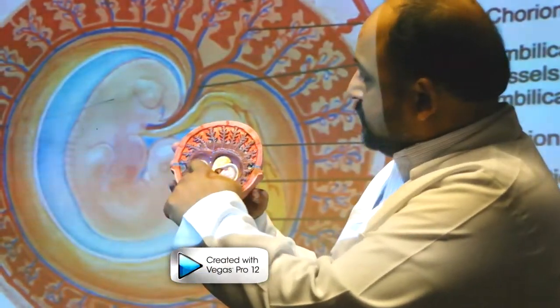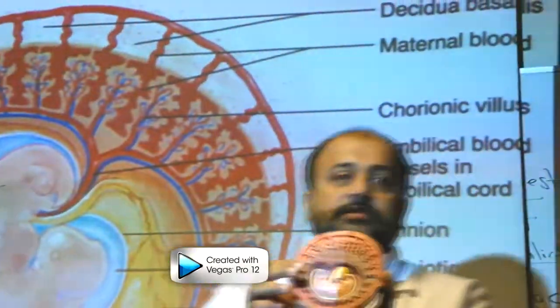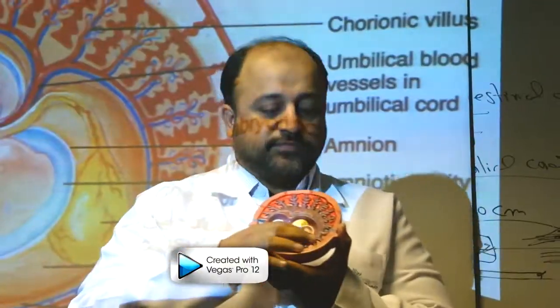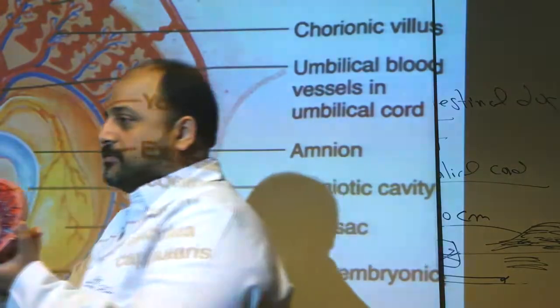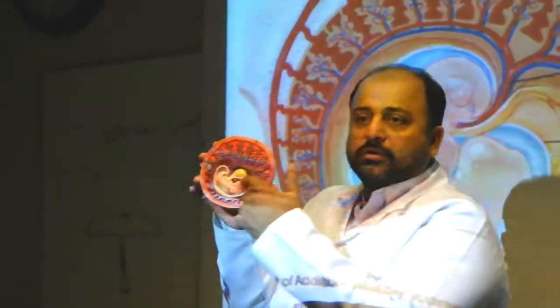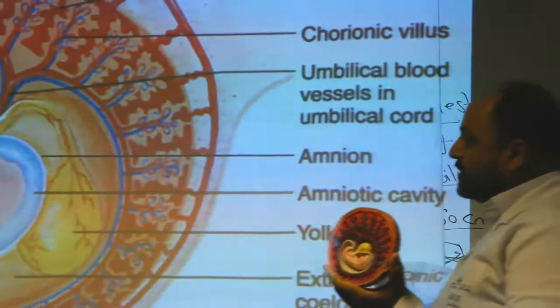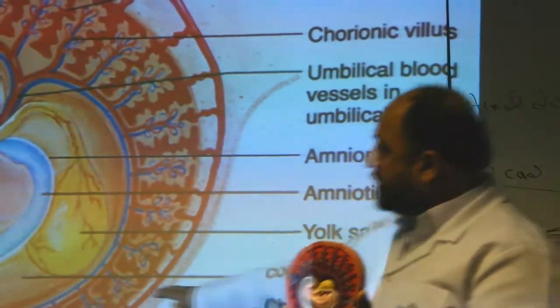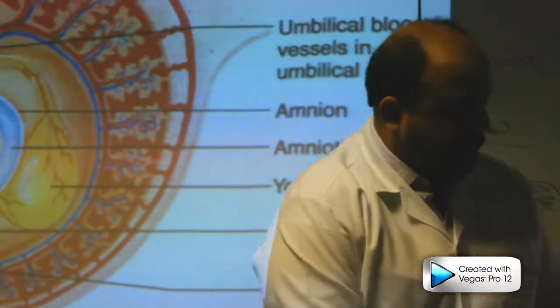What is this? This is amnion. Okay, this is for the developing fetus to move around afterwards. What is this? This is embryo. What is this? Yolk. Very good. It is yolk sac. This area which is surrounding this, we can see clearly in this model.